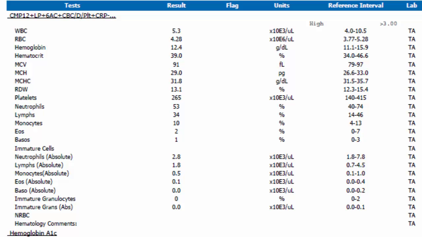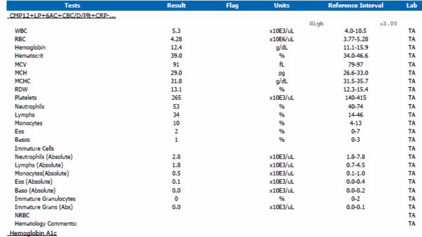We have a total white blood cell count of 5,300, a red blood cell count of 4.28 million, a hemoglobin value of 12.4 grams per deciliter, and we have a hematocrit at 39%. Then we're going to move down to platelets, and we see we've got 265,000 platelets. We have neutrophils at 53%, lymphocytes at 34%, monocytes at 10%, eosinophils at 2%, and basophils at 1%.